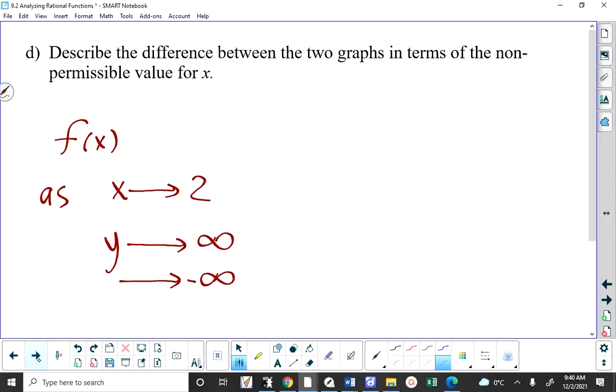Whereas here, with g of x, as x squeezes in on 2, what does y get closer to? Now, you've got this on your calculator right now. Use your calculator to try to figure out what the y coordinate is getting closer to as you get closer and closer to x equals 2. Jason? 1. Perfect.